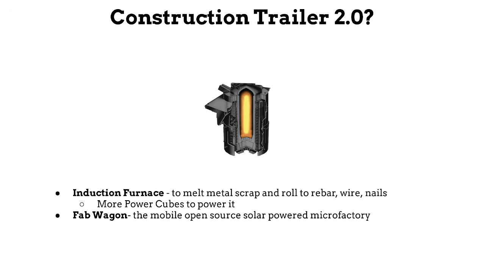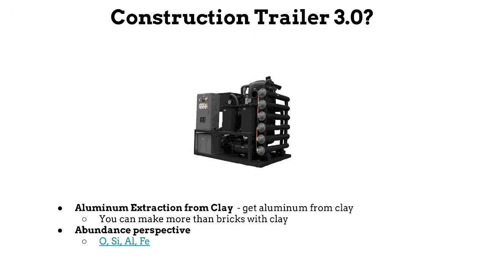Construction trailer 2.0 includes an induction furnace, melting steel on demand. Fab wagon, the mobile open source solar powered microfactory. Then 3.0: aluminum extraction from clay is actually one of the technologies in the Global Village Construction Set. What's clay? It's aluminosilicate, Al-Si-O. Aluminum, silicon, oxygen, that's clay. There's plenty of oxygen, silicon, aluminum, iron in rocks.